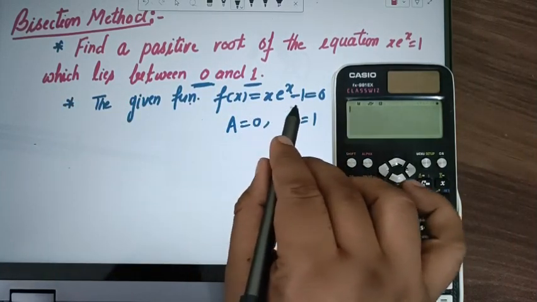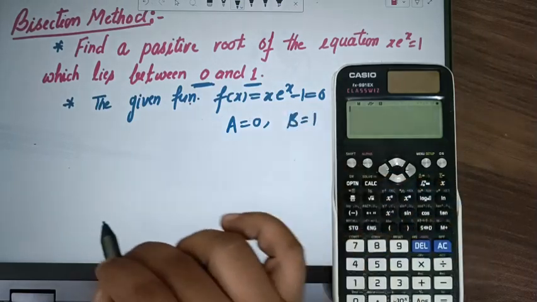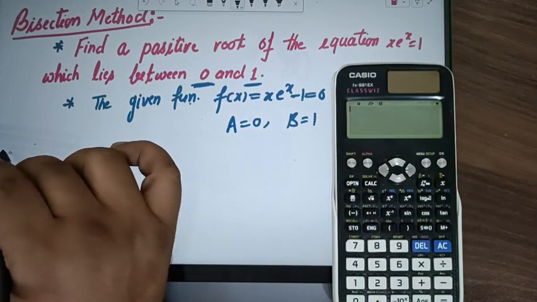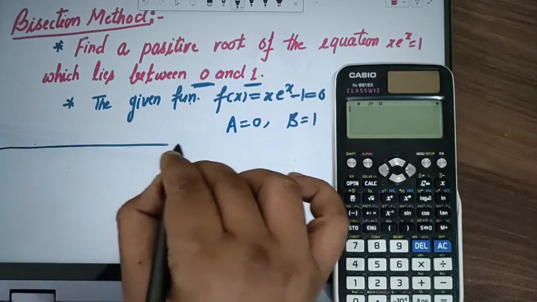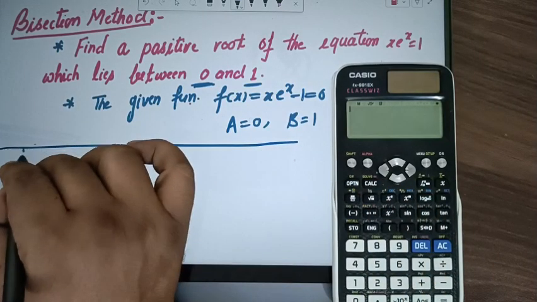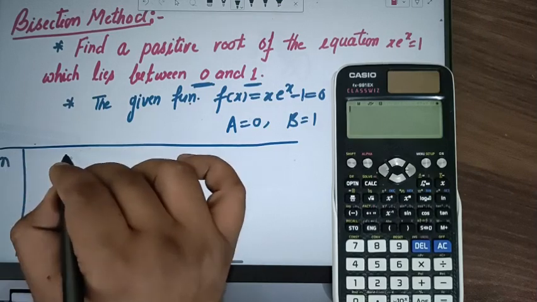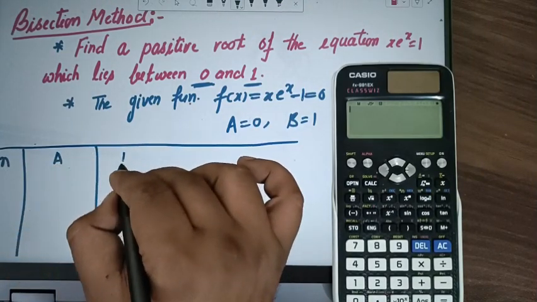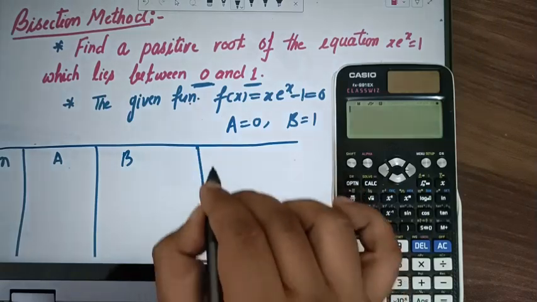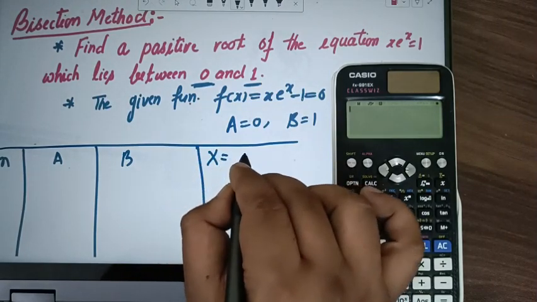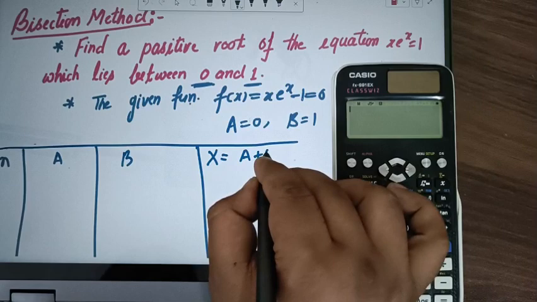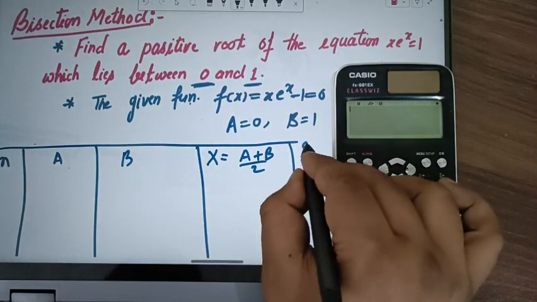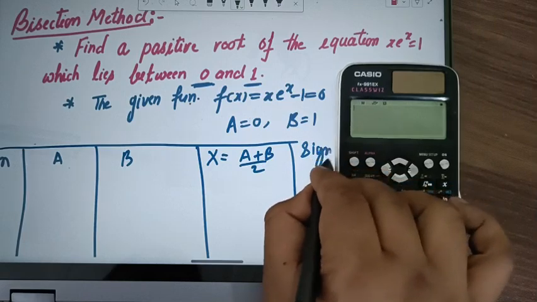The given function is f of x equals x e to the power x minus 1 equals 0, and the value of a is 0 and the value of b is 1. Now we need to design a table. So what about the table? Here we will put the iteration number, here the value of a, here the value of b, and here the bisection formula x equals (a plus b) by 2, and after that the sign of the function.